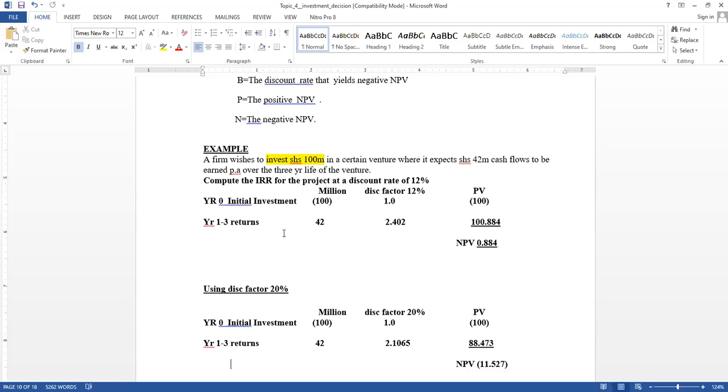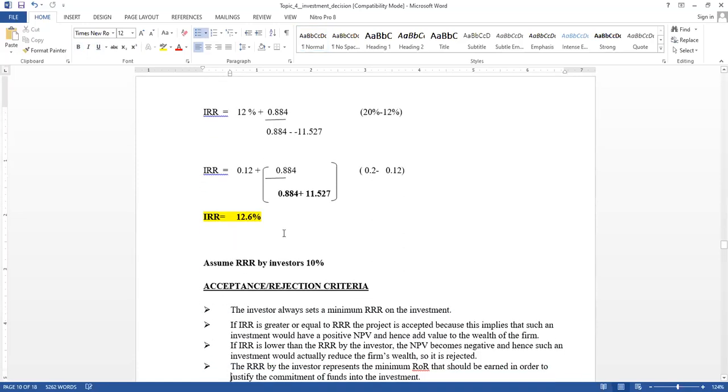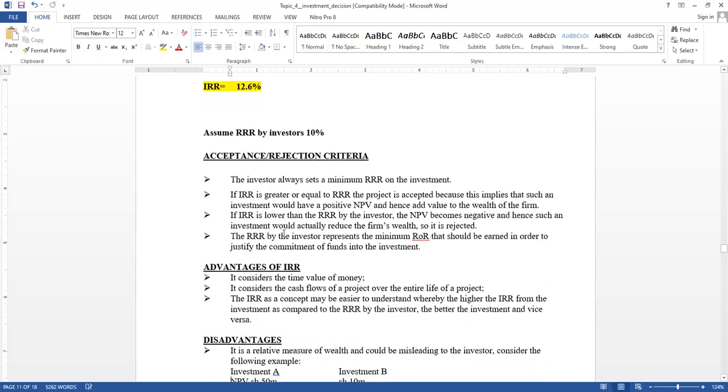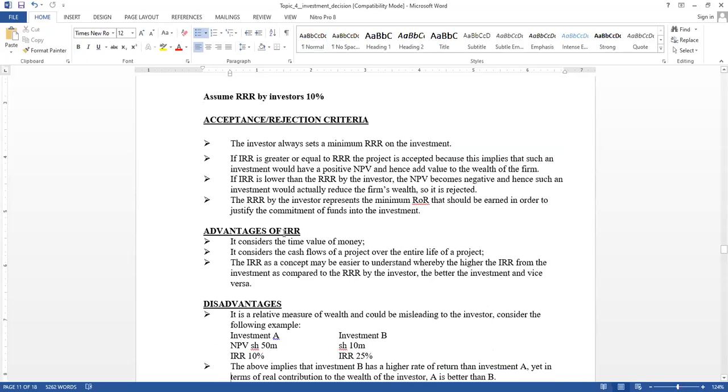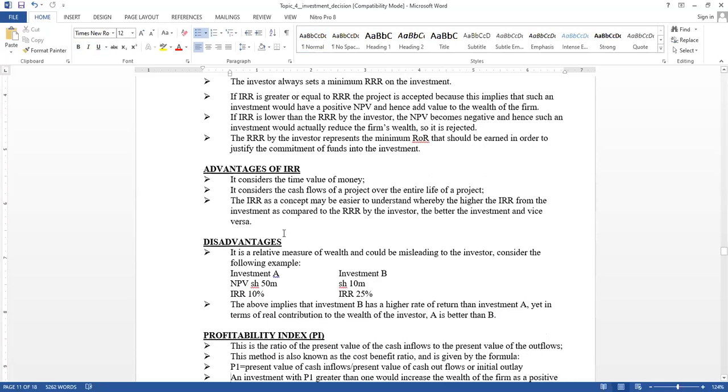Now, and of course, I've said that the acceptance rejection criteria, once you compute your internal rate of return, compare it with what the investors require. If you find that your internal rate of return is higher than what the investors require, then you accept. If it is the other way around, then you reject. So that is another method.